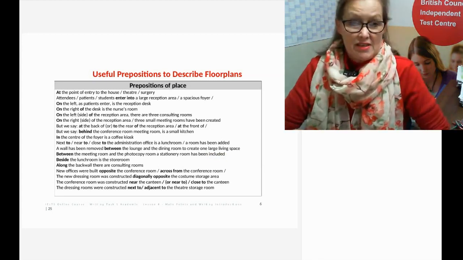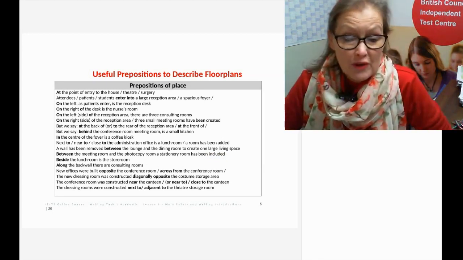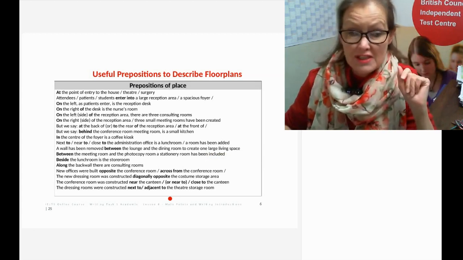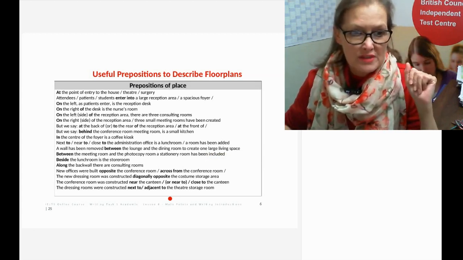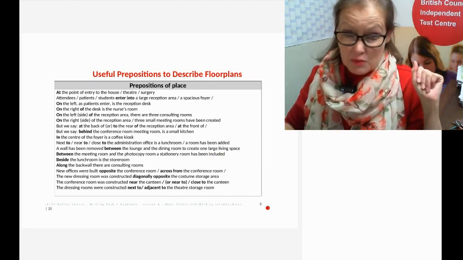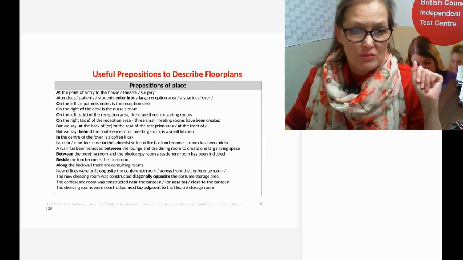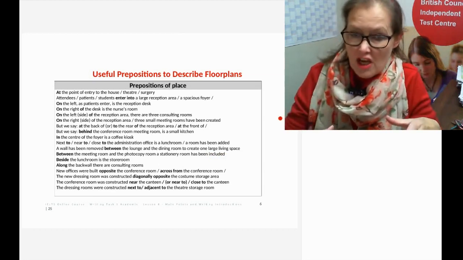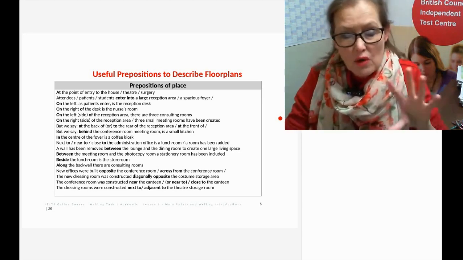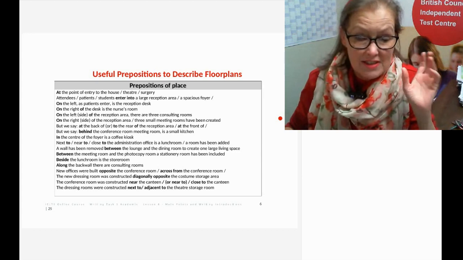And once again, just some more language, some more vocabulary, and prepositions are really important, and they're very tight. So we want to make sure, especially if you want that 7, we are quite accurate with our prepositions. So I suggest you take a screenshot of this one too. And we're talking about at the point of entry to the house. This is a good place to start with the entrance. We're going to go inside, and then we can describe the changes inside the building.